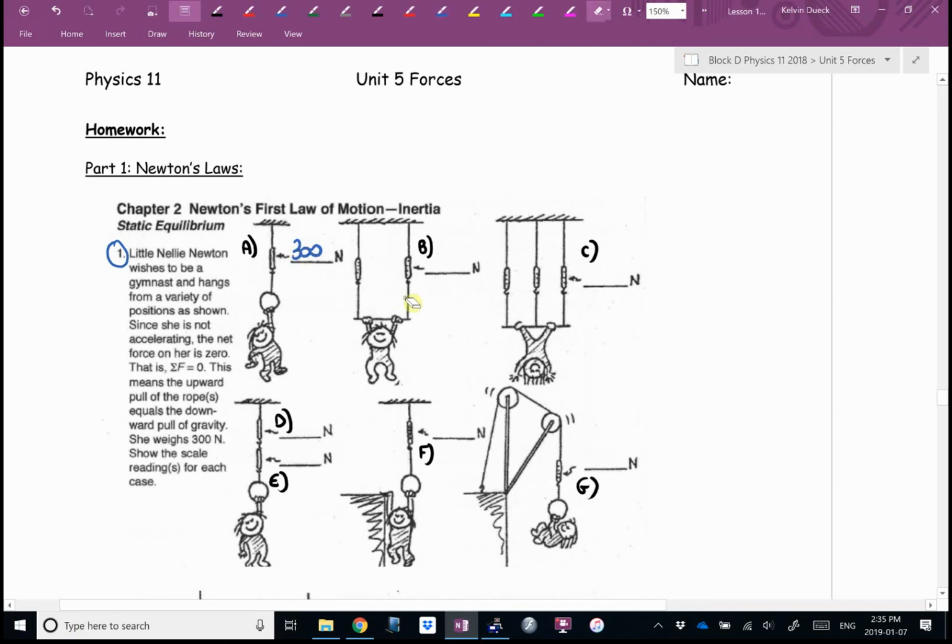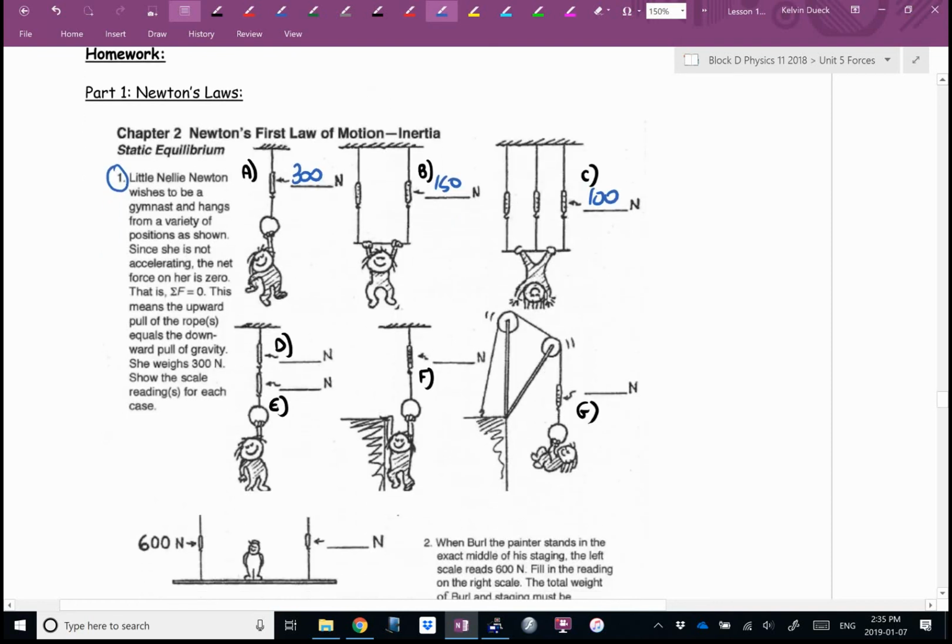What about in this situation here? Courtney, you're right. 150 each. What about situation C? 100 each, I think. Yes? 100 each for situation C. Right? What about situation D? Each one of them is going to feel 300 because we're not splitting the force between two ropes. So each one of them is going to read 300 newtons.